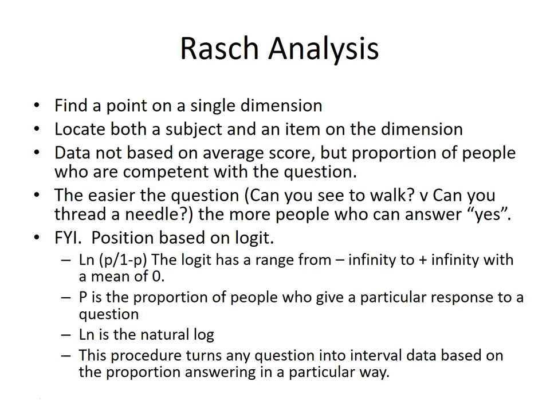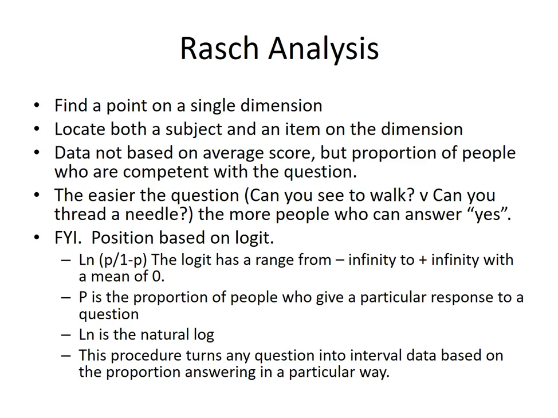Unlike the Likert scale, the data is not based on an average score, but the proportion of people who are competent with a particular question. So the easier the question, the more people who can answer yes. Can you see a walk versus can you thread a needle? So more people can walk than can thread a needle.